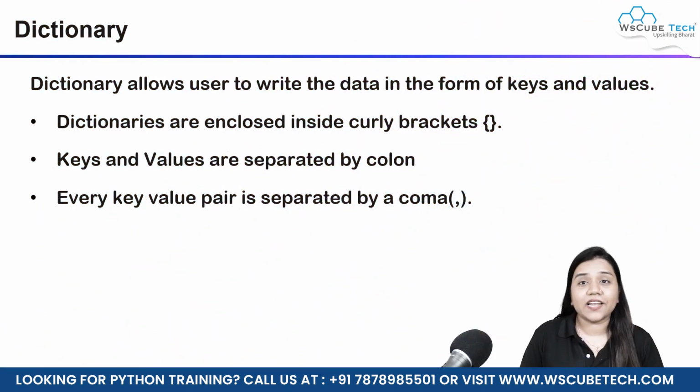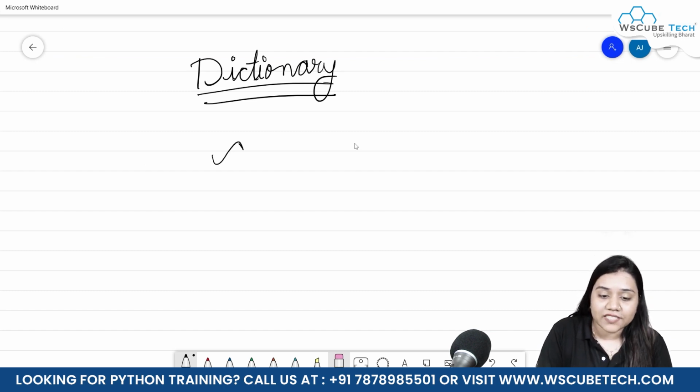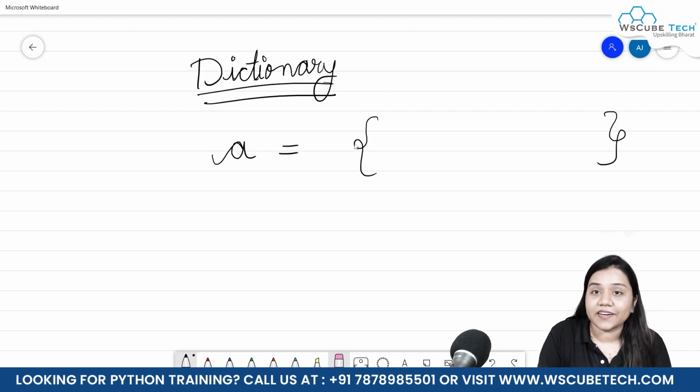So guys, a dictionary allows us to write the data in the form of keys and values. How to write a dictionary is very simple. There are certain rules that we need to follow. First rule: let's say I'm creating a dictionary A. A dictionary is created inside curly brackets. Whenever we write a dictionary, we write it inside curly brackets.